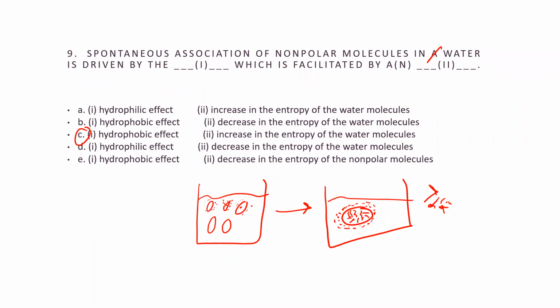Yeah. Does spontaneous correlate with a decrease in entropy? So spontaneous would be an increase in entropy. So an increase in entropy means it's becoming more disordered.